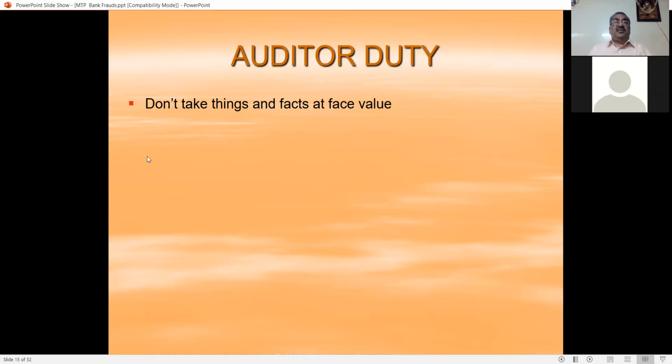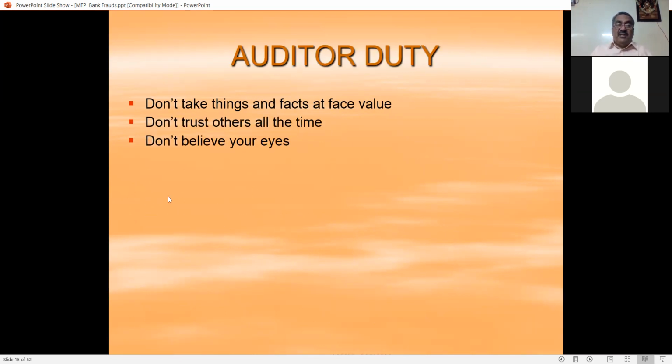So don't take things and facts at face value, don't trust others all the time, and don't believe your eyes. They produce the records. Suppose in one case they produce a fax message and say that it has been duly signed by the regional office, and I saw that the fax message has come from the browsing center. If you see the fax message, you can come to the conclusion that yes, the bankers are correct. But don't believe your eyes. You have to go through the records and verify it.